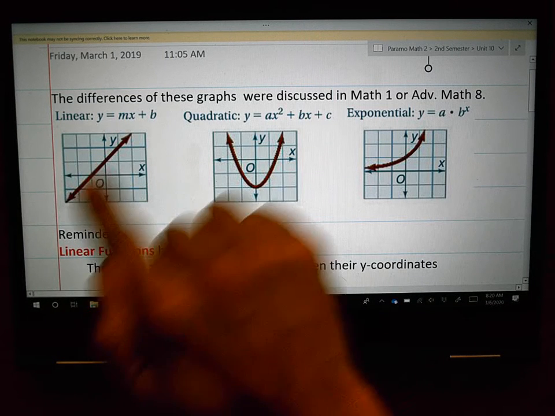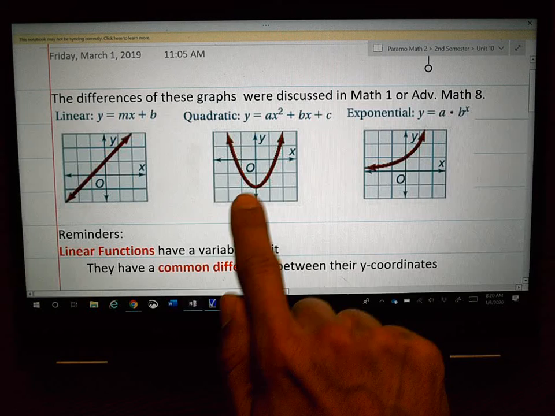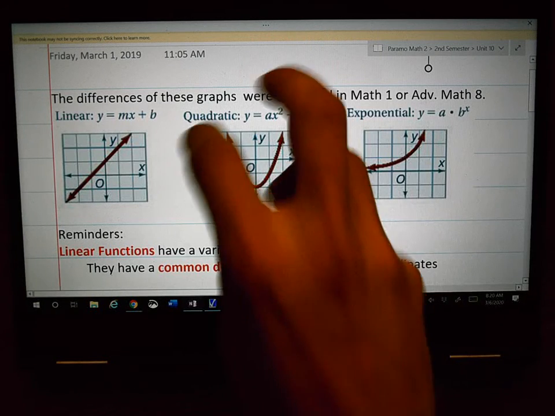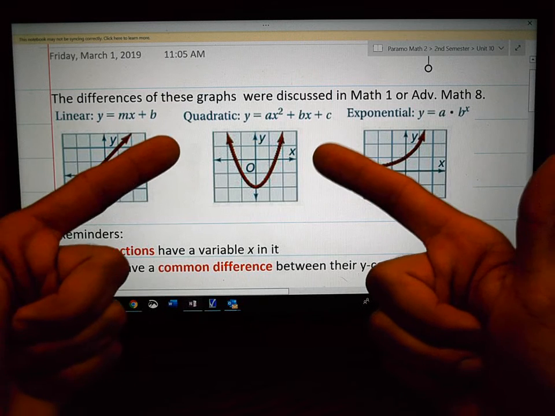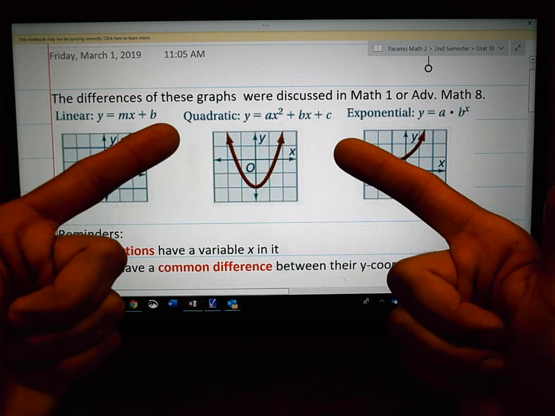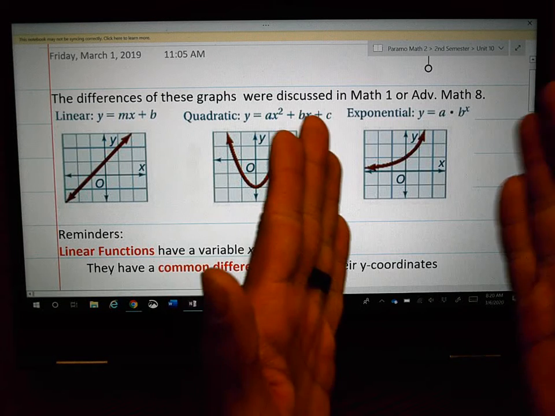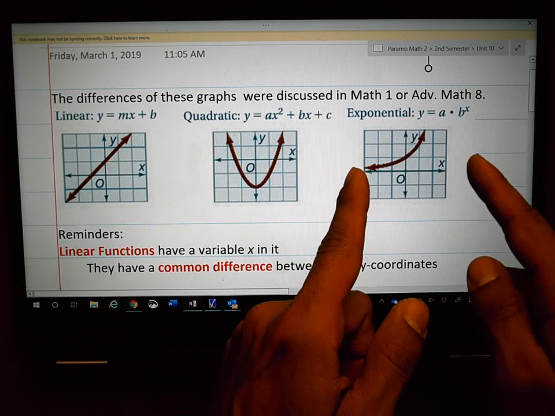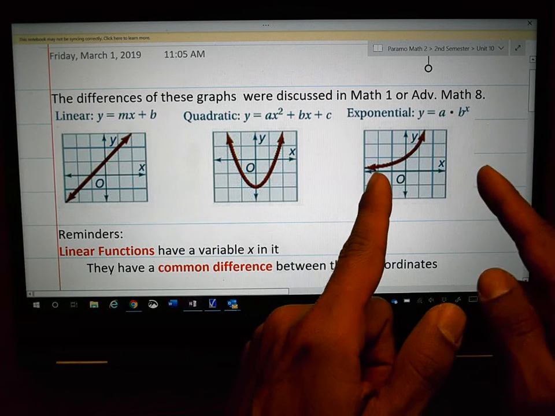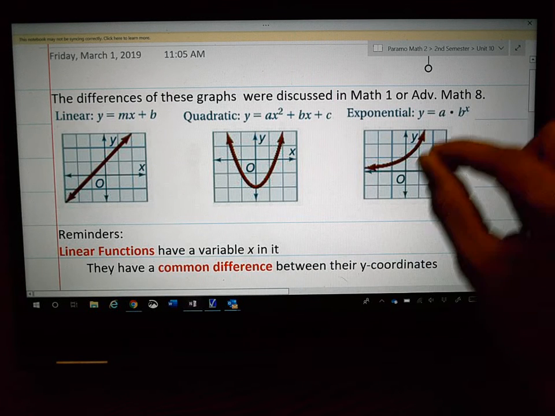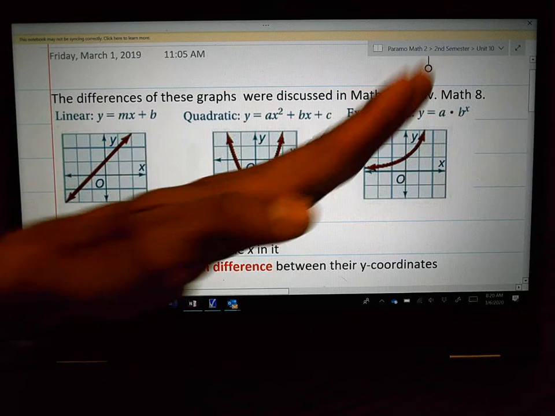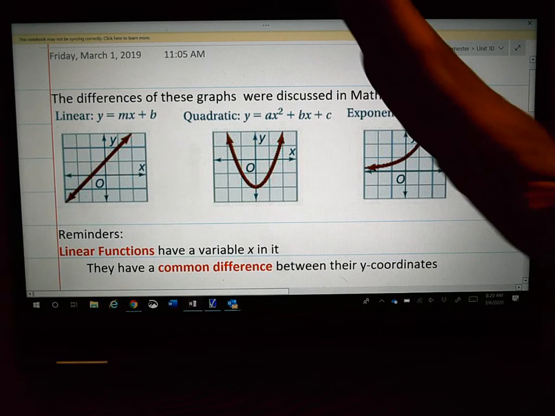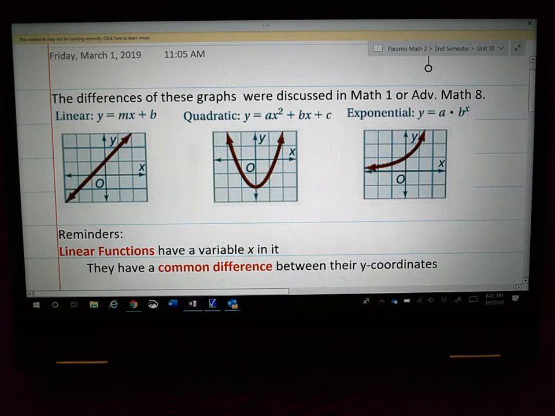These are linear graphs. They form lines. These are the quadratics. That's what Chapter 10 is all about. Chapter 10 has been all about these kinds of graphs, either opening upwards or downwards. And then the other one we talked about in Unit 0 in Math 1 was this exponential graph. This graph that gets increasingly bigger or decreasingly smaller without ever touching that x-axis.